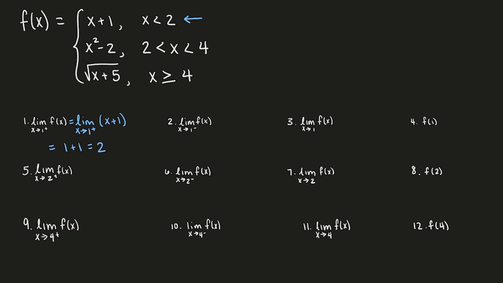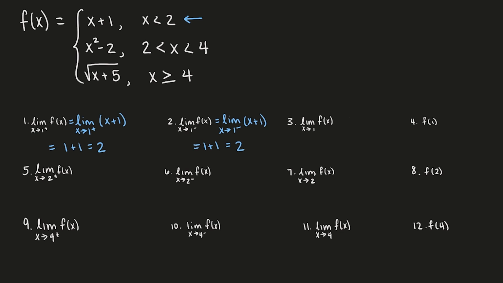Now we have the same thing, except from the left. The limit of f of x as x approaches 1 from the left. So again, from the right or from the left, we're still in this first function. So we can write this as the limit as x approaches 1 from the left of x plus 1, which is equal to 1 plus 1, which is 2.